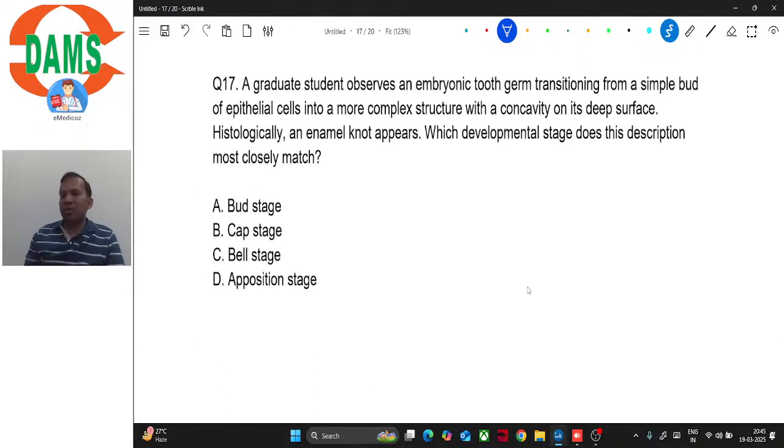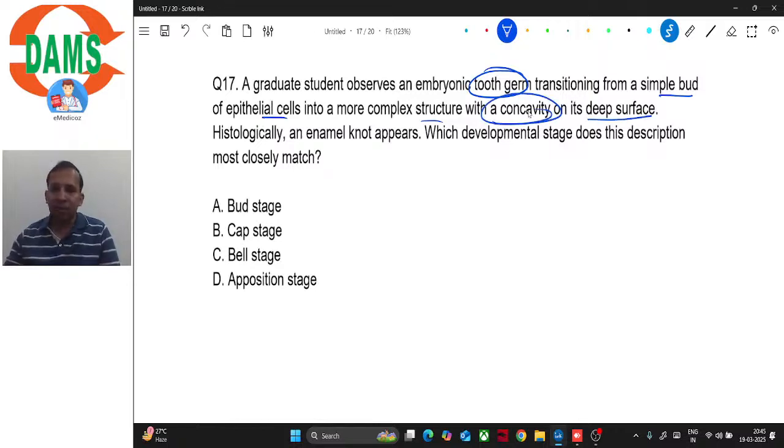So next question, a graduate student observes an embryonic tooth germ transitioning from a simple bud of epithelial cells into a more complex structure with a concavity on its deep surface. Concavity on the deep surface. I guess you all know now what we are talking about. So histologically an enamel knot appears. Which developmental stage does this description most closely match?